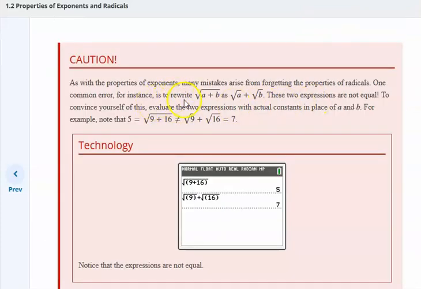A quick caution is, note that this is a plus b. You cannot do it this way. This is not the same. If they're the product of it, a times b, then you could do this. So that's a little technology here. Let's raise it.